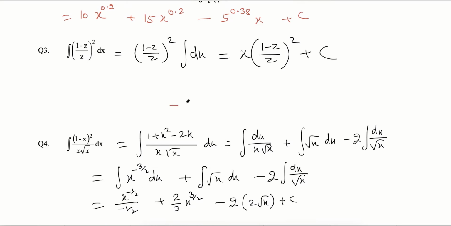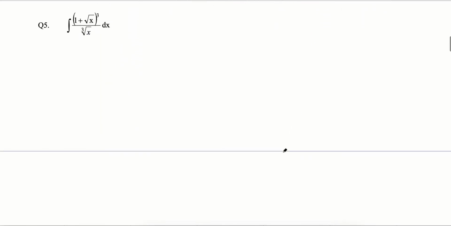This I can write as minus, this 2 will go in the numerator, and this can come down to the denominator as root x, plus 2 by 3 x root x, minus 4 root x plus c. You will ask, sir, why are you not leaving the answer in terms of x power 3 by 2? It doesn't look good because the question is given in terms of root x, not power. So as much as possible, write the answer in that format; it looks good, right? So this was question number 4. Next question, question number 5.